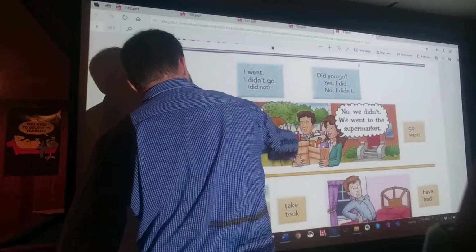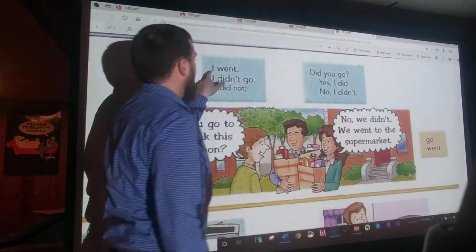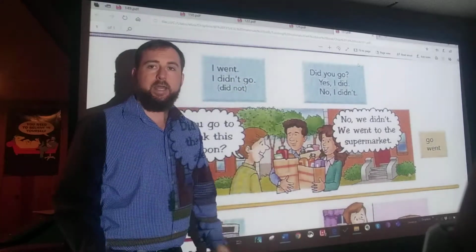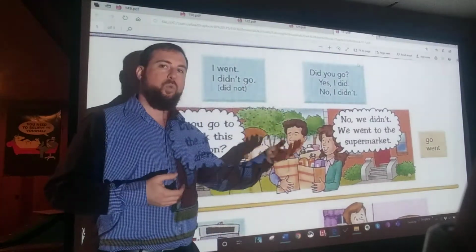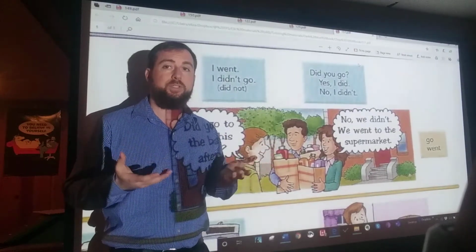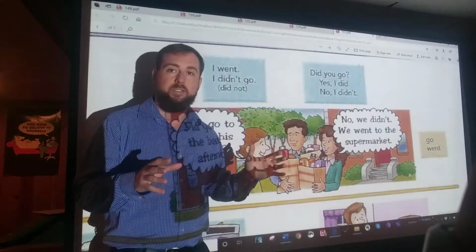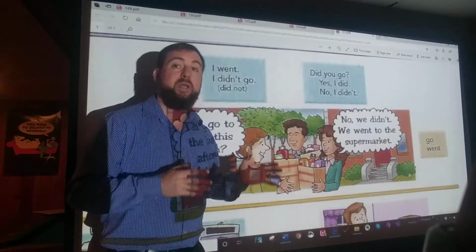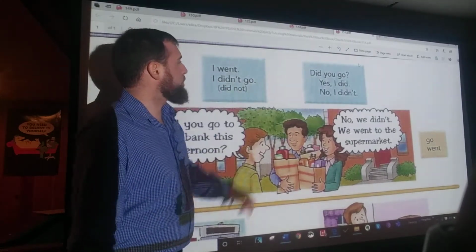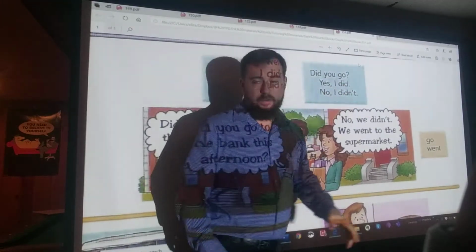So to give us our example, over here in the box, we have: I went, I didn't go. Now, those might sound like totally different words, went and go, but they're actually the same. They're two forms of the same word. The past tense of go is went. It just changes to a totally different word because it's an irregular verb and it's weird. So, I went, I didn't go. Did you go? Yes, I did. No, I didn't. So those are the words we're going to be using here.